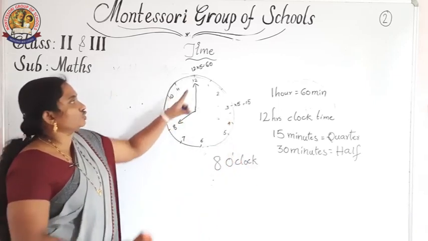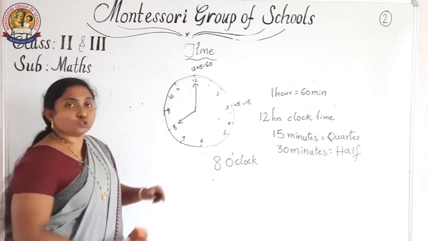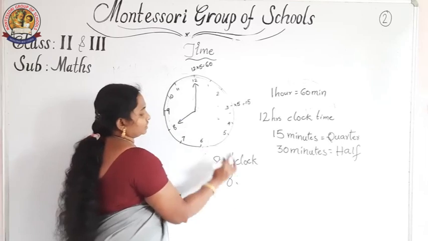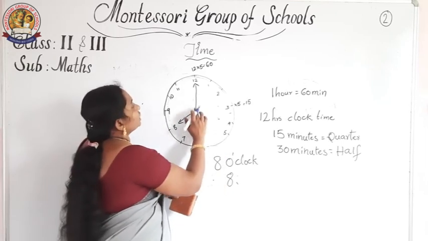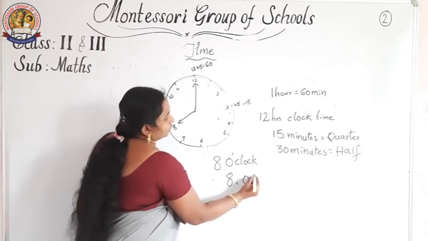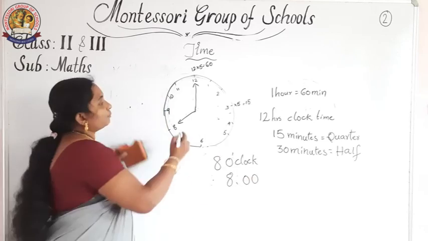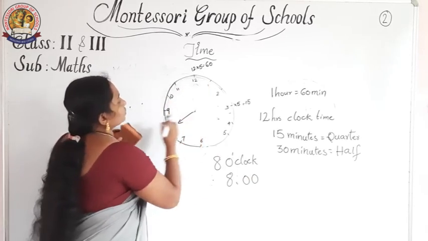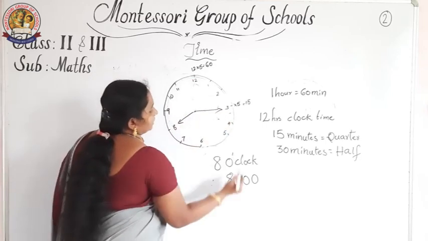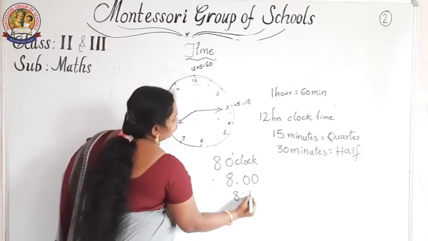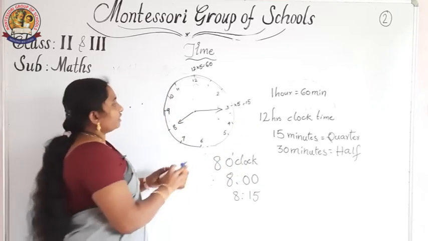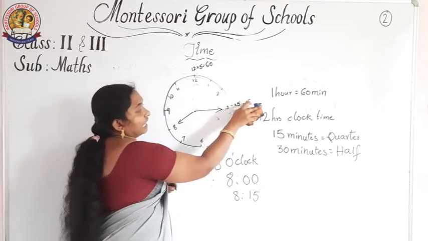Now, for example, when 12 shows, we put two zeros. Whatever number shows in the hour, first we write that, and then when 12 shows, you put two zeros. For example, the minute hand shows 3. How do we write? 8:15. Okay, understood? 8:15. Why? 3 5s are 15.